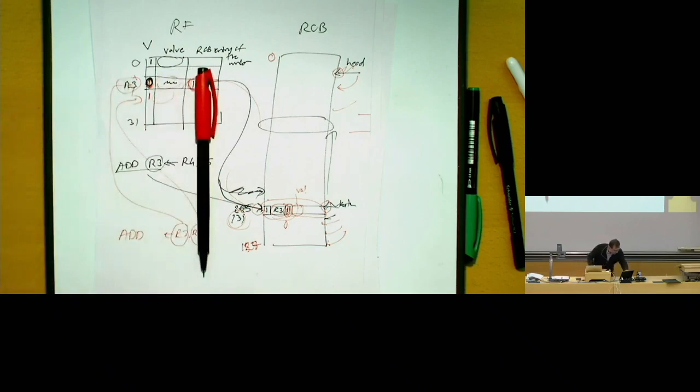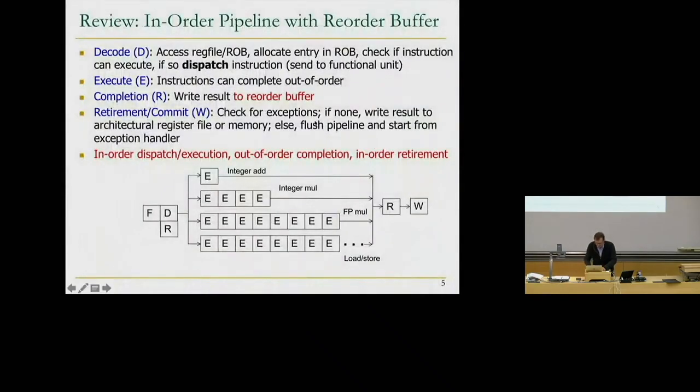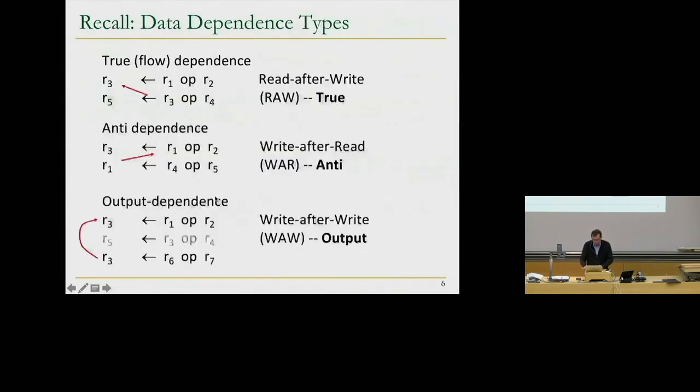Okay, let me switch back to this. Hopefully it did switch. That's good. So we've already built this pipeline. I'm not going to go over this in detail. We just covered this, actually. And always recall these data dependence types. We've now eliminated the anti and output dependencies. Now we're making the system look more like data flow, at least underneath.